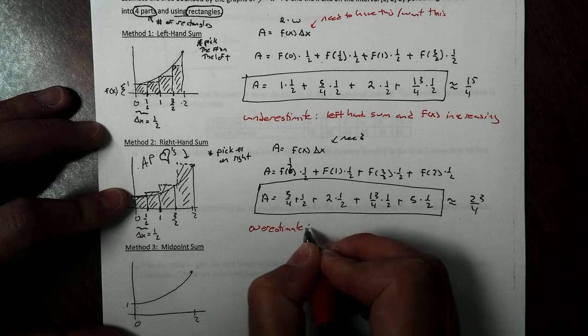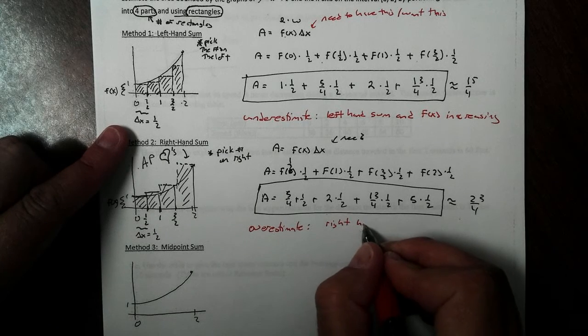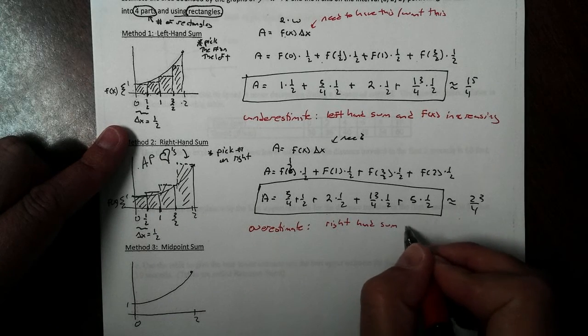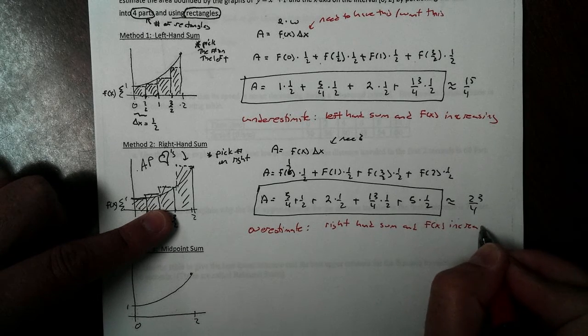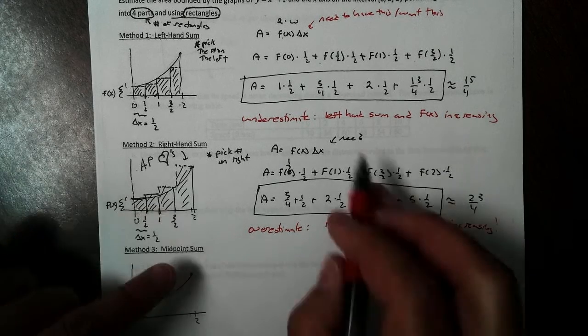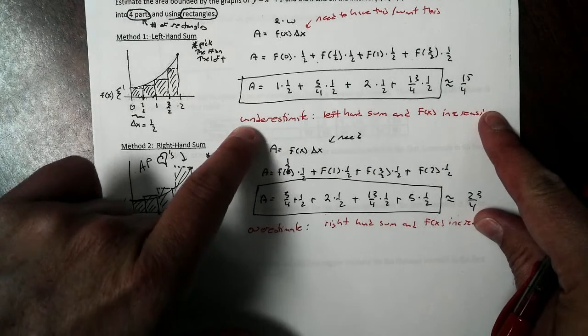Well, there are two things happening. One, we're taking a right-hand sum, and the function is increasing. Now this is very important. So let's notice. Let's review up here. Notice the fact that the function is increasing does not determine overestimate or underestimate.